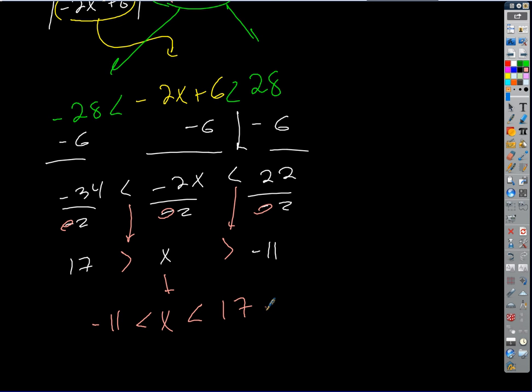Now this matches the number line, doesn't it? We want to have the smaller number on the left and the bigger number on the right. Everybody see that? So if I graphed it, then wouldn't it just look like this? Well, the -11's on the left and the positive 17's on the right. All right, you got it.